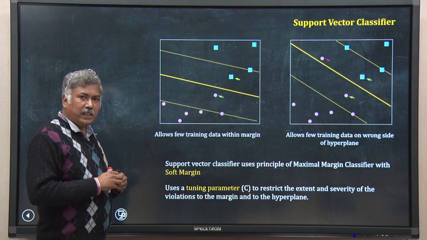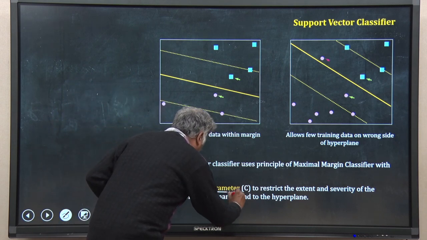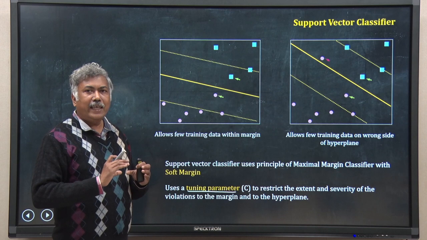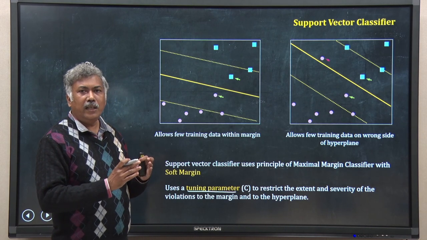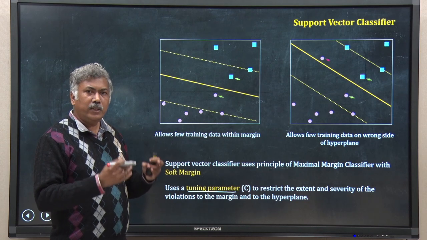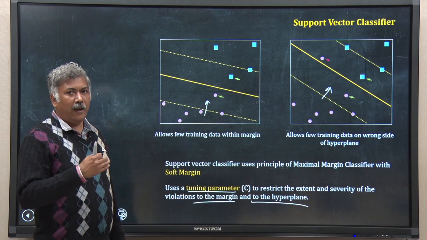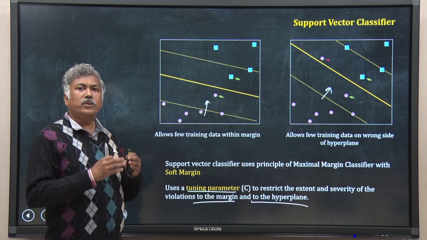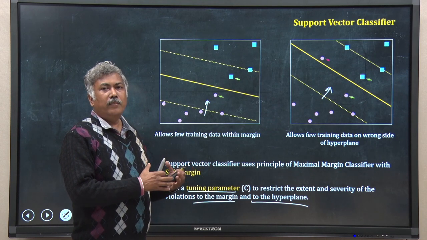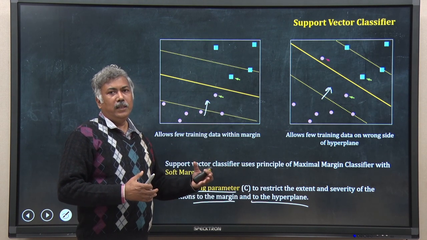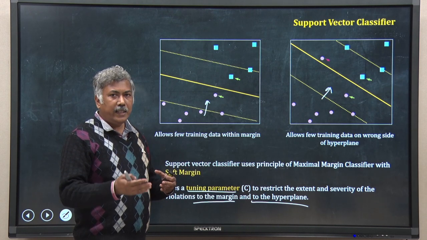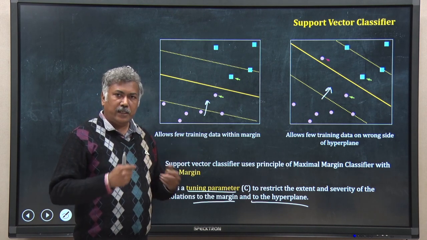So the support vector classifier algorithm uses a tuning parameter C. If I vary that, I can restrict the extent and severity of this violation. What type of violation? Two types of violation. One is that the margin area is violated, and the other is the hyperplane. In this case, the margin is violated, whereas in this case, both the margin and the hyperplane constraint are violated. So if you consider C equal to 0, then this algorithm will become the same as the maximal margin classifier. If you have a C greater than 0, then it will become a support vector classifier.